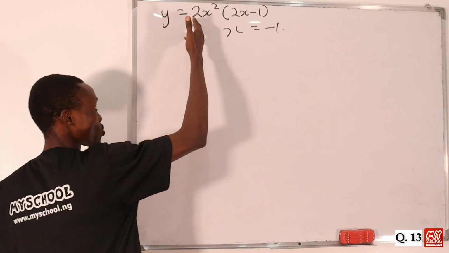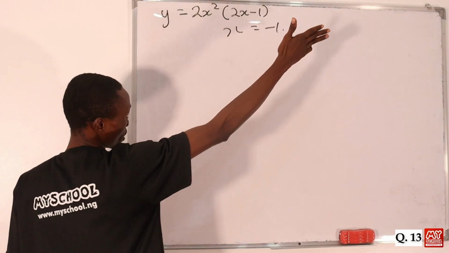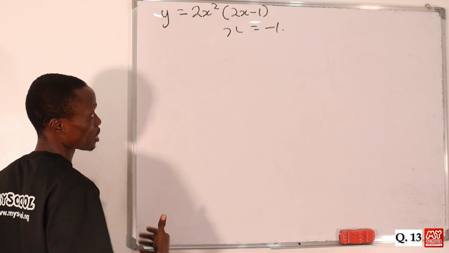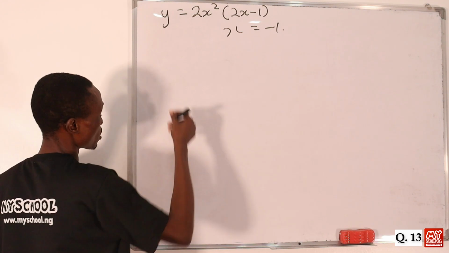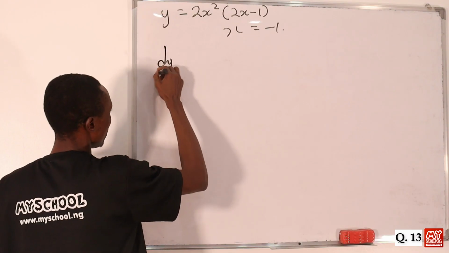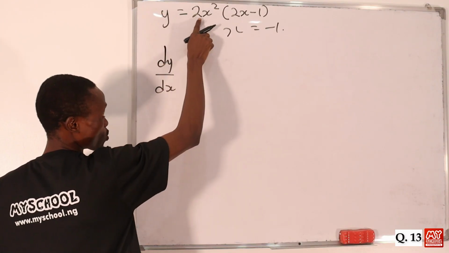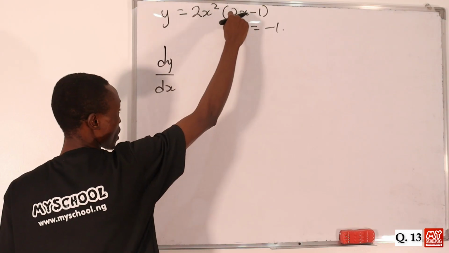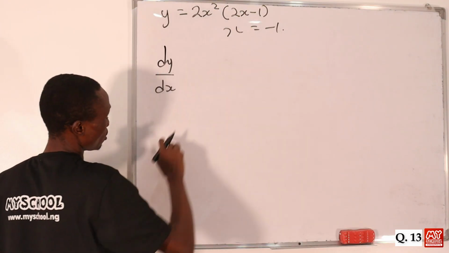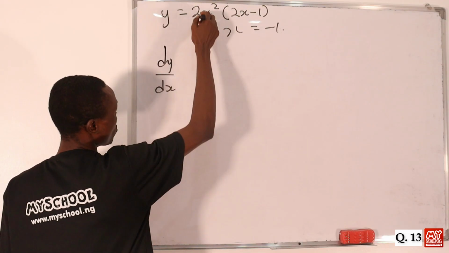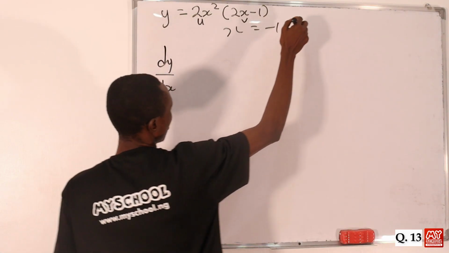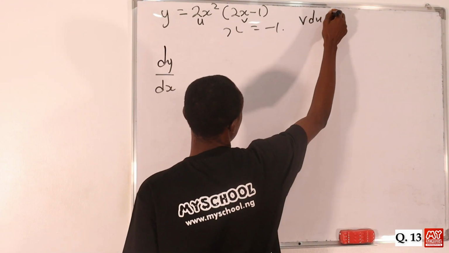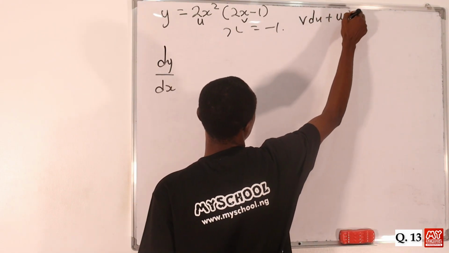We can decide to open up the bracket and just expand, or we can use the chain rule. So let's use the chain rule. In this case, we'll be having dy/dx, since y is equal to 2x squared, then bracket open 2x minus 1. Since we are using the chain rule, remember this is our u and this is our v. And for the chain rule, we use v du plus u dv.